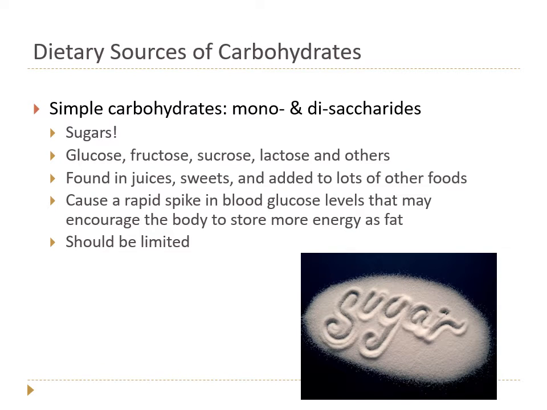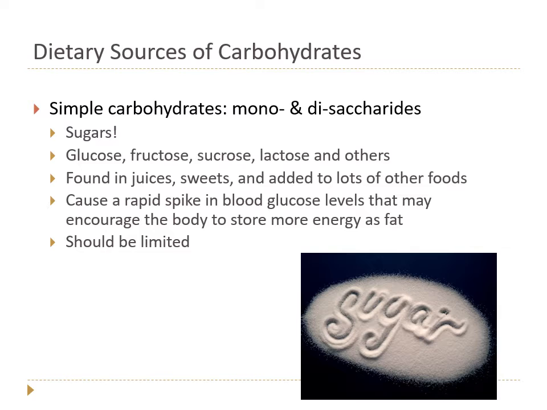So what are our dietary sources of carbohydrates? Sometimes we eat simple carbohydrates, right? Mono and disaccharides, so sugars: glucose, fructose, which is the naturally occurring sugar found in fruits, hence the name, sucrose, which is table sugar, lactose, the sugar found in milk and dairy products, and many others. Of course these are found in juices and sweets. They're also found in fruits and dairy, and they are in the American diet added to a lot of our other foods to make them taste better.